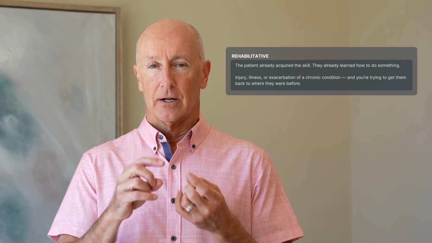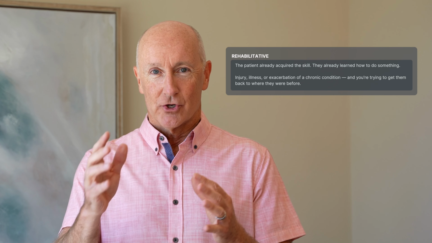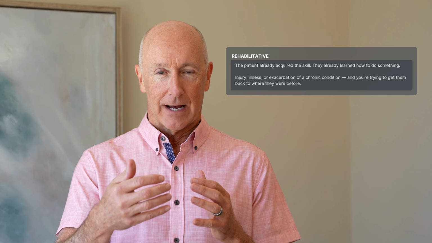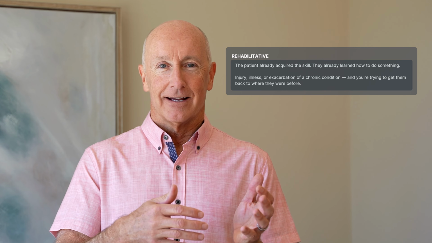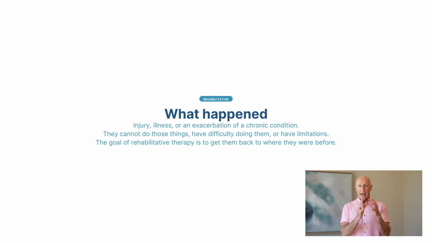So for example, they learned how to speak, think, reason, eat, drink, chew. They learned how to bathe, dress, do simple meal prep, household chores. They learned how to get out of bed, stand up, walk, do stairs. Something has now happened to them. They've had an injury, an illness, maybe an exacerbation of a chronic condition. Either they cannot do those things I just said, or they have difficulty doing those things. They have limitations doing those things, and we're trying to get them back to where they were before. That is called rehabilitative therapy.